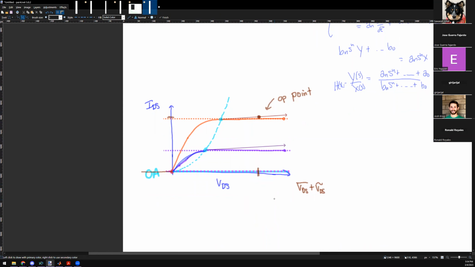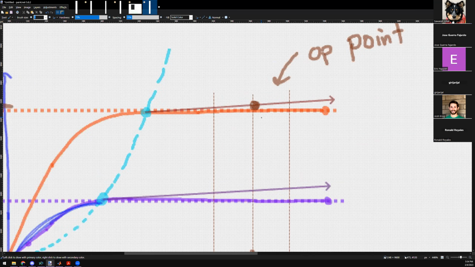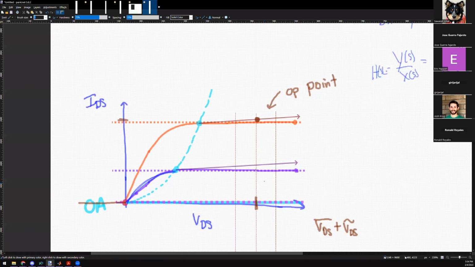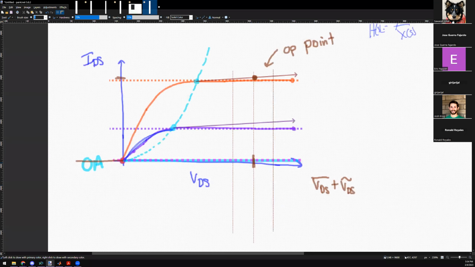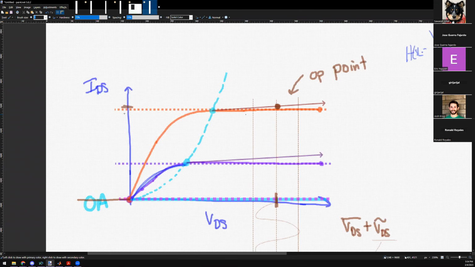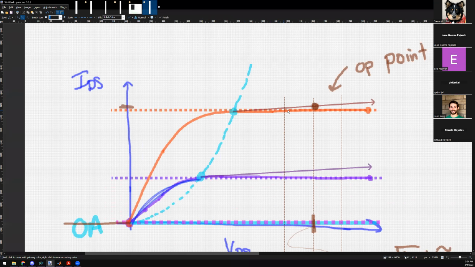wait, hold on. Why are my lines tilted? If I'm operating at this op point, locally, as long as my input parameter is within this small perturbation bounds, then the output will look like a linear relationship.